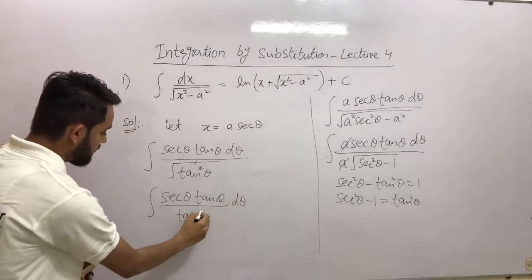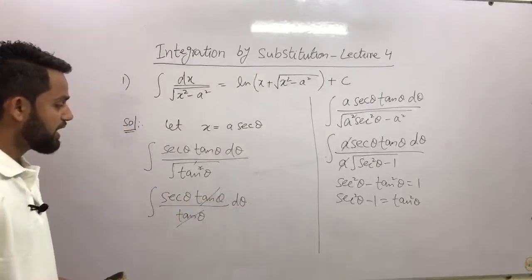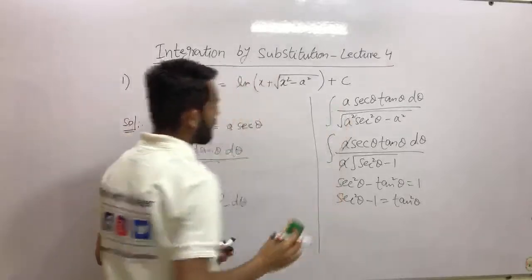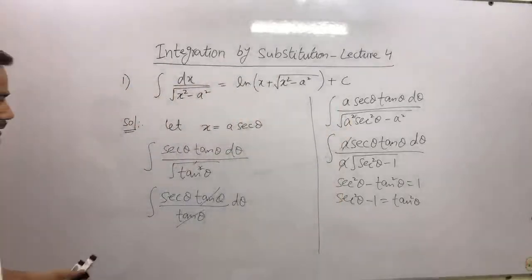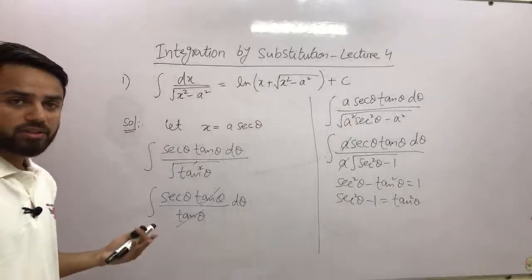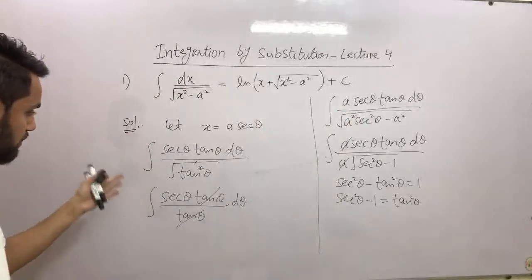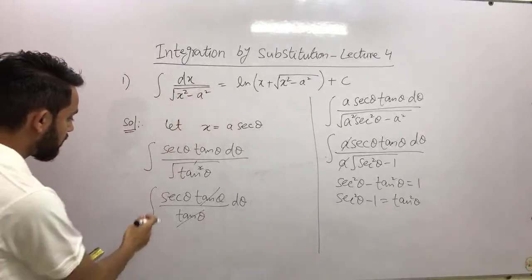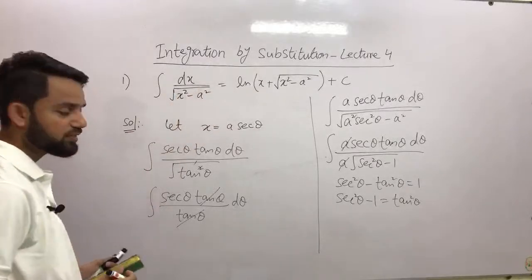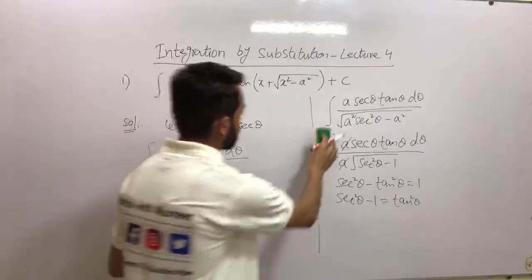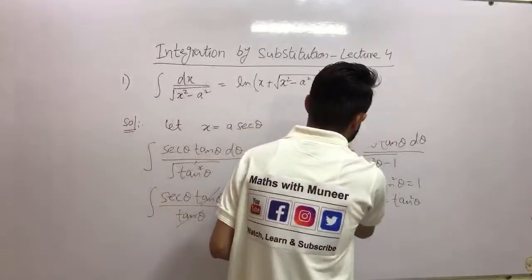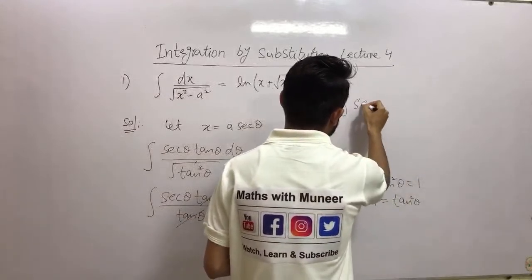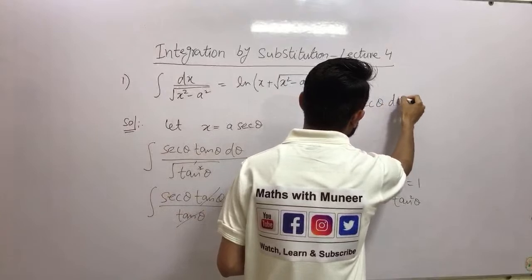Now we can cancel this tan theta with this tan theta. I am going to stand on this side so that if someone wants to take a screenshot or note it down, you can please do so. Then I am going to erase that part, and we have only got the integration of secant theta d theta now.